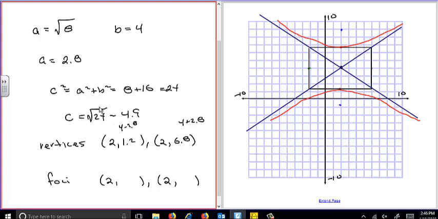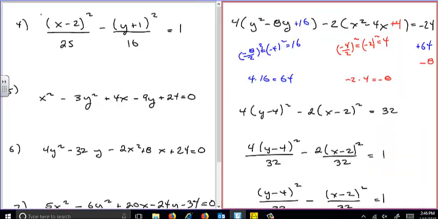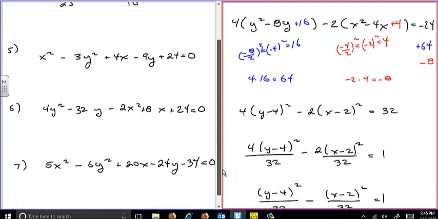Now with the focal points, this is going to be 4 plus 4.9, which is going to be 8.9. And you're going to have 4 minus 4.9, which is going to be negative 0.9. And you can see here, this one's negative 0.9. This one's positive 8.9. So those agree with everything we need. Okay. Number 7.